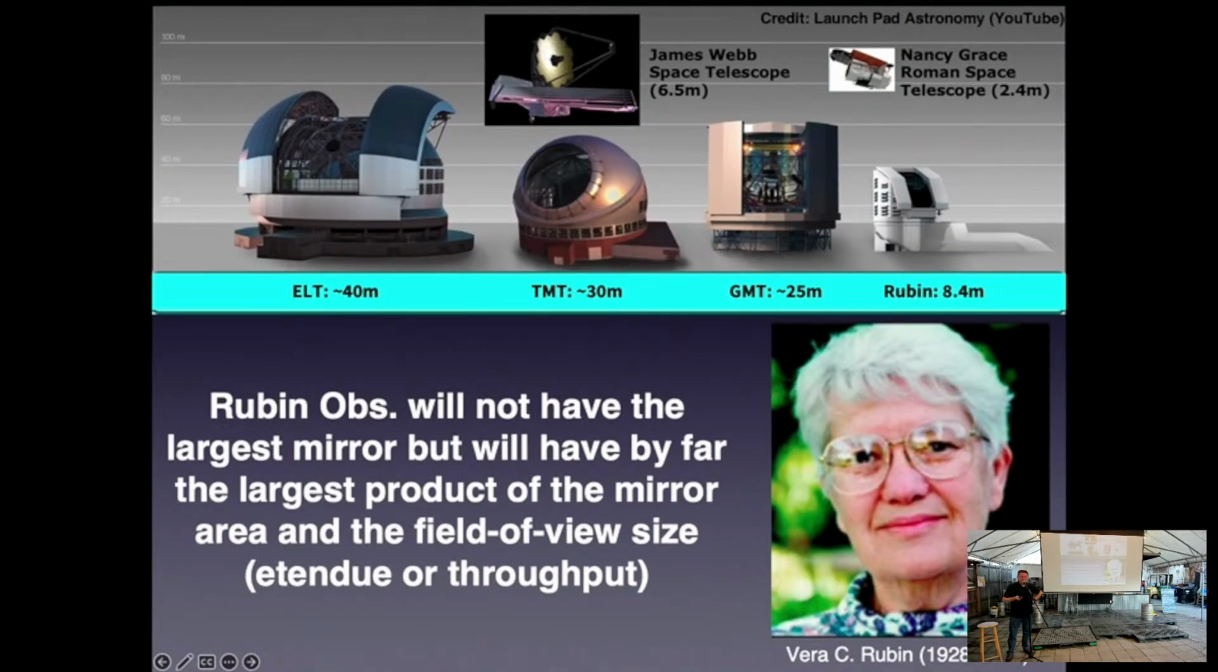So let me conclude this first part. So this is Vera Rubin. Rubin Observatory is unique because it can see a 100 times bigger piece of sky than any other similar telescope. That's one thing to remember for this part of the talk.